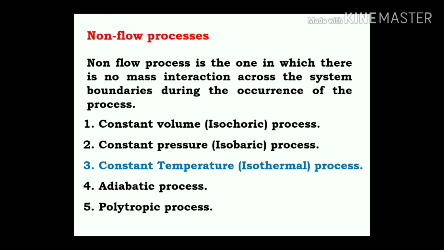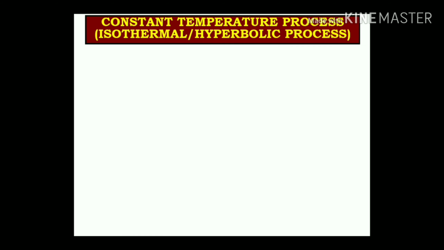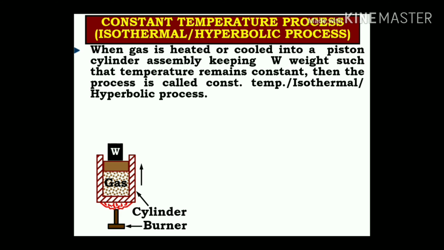So let us start with the constant temperature process, or you can say the isothermal or hyperbolic process. Generally in the constant temperature process, when a gas is heated or cooled in a piston cylinder assembly, keeping weight such that the temperature remains constant, the process is called a constant temperature, isothermal or hyperbolic process. So let's see the PV diagram.